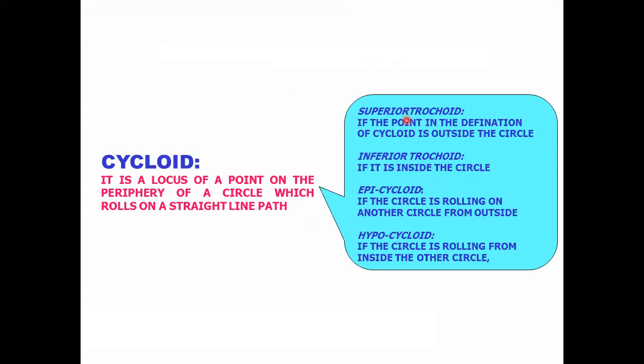Fine. Now we will see the cycloid. We have seen earlier what a cycloid is. It is the locus of a point on the periphery of a circle which rolls on a straight-line path. Meaning, on a vehicle tire, if you mark some point on the periphery with a white dot or something like that.